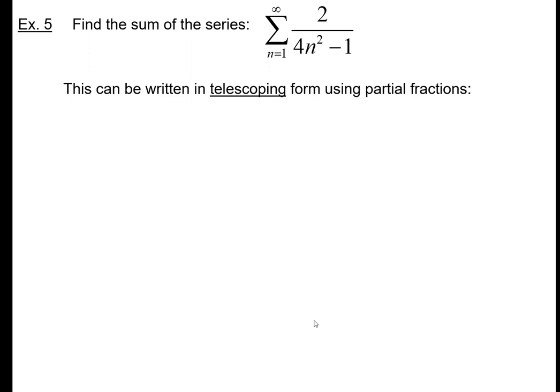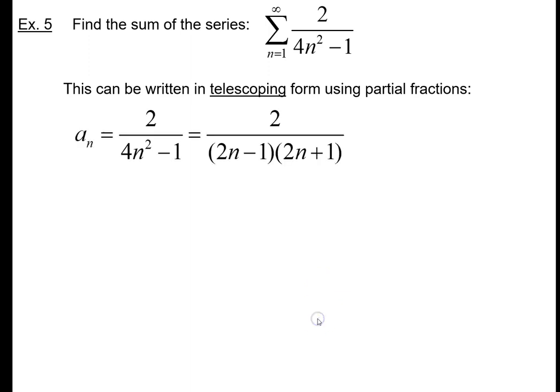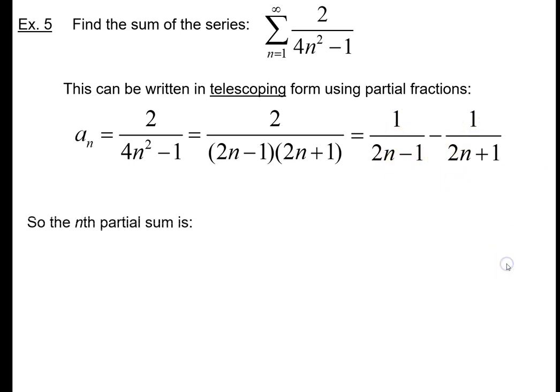At first glance, it may not look like a telescoping series because we're not taking the difference of two things. But notice that the denominator factors into 2n plus 1 times 2n minus 1. So if we break this down and use partial fraction decomposition, remember from the last chapter, and I'm skipping the details here, this will simplify into 1 over 2n minus 1 minus 1 over 2n plus 1.